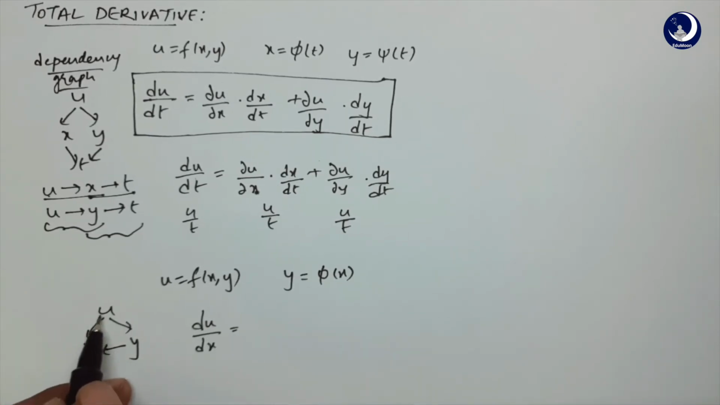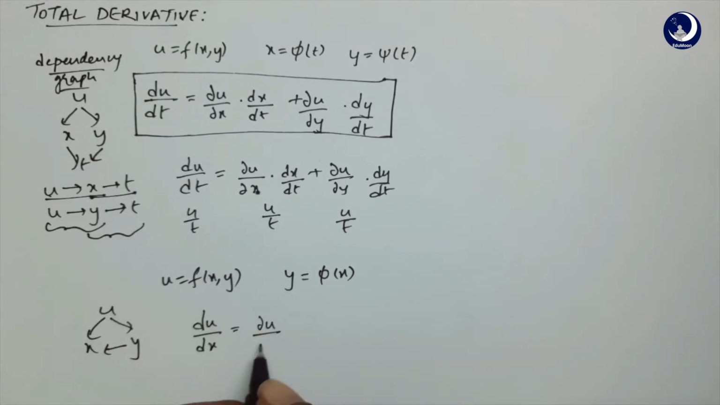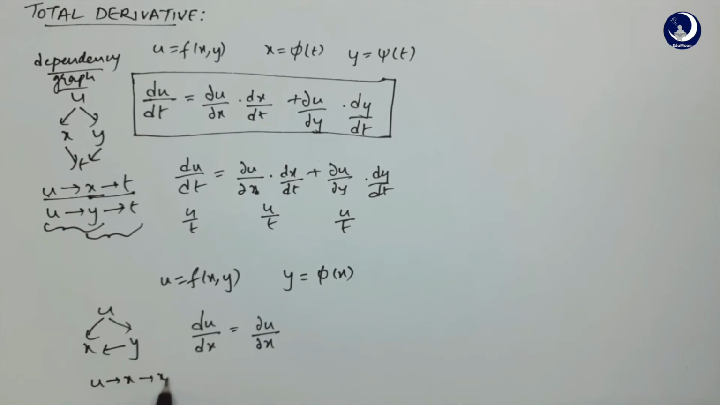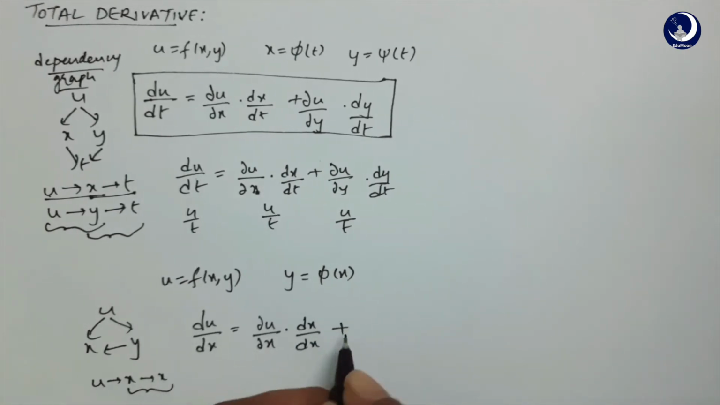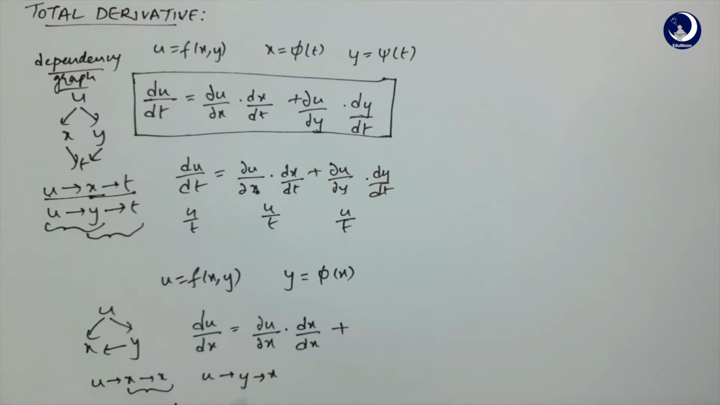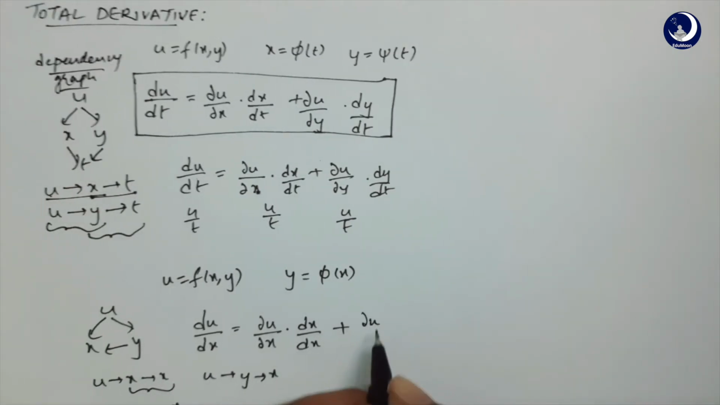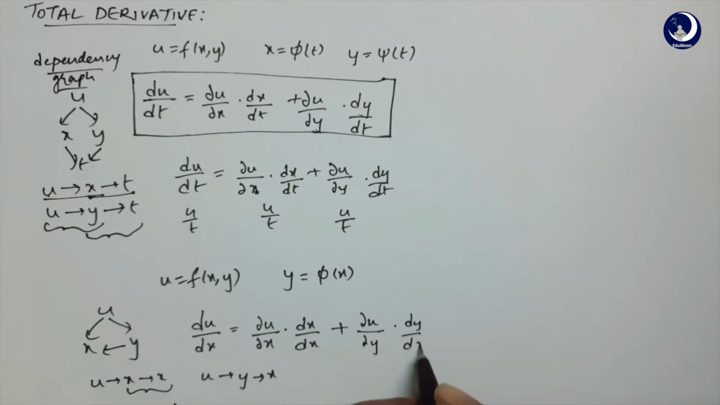Our first way is u to x, so that is dou u by dou x. So u depends on x, and x also depends on x. There's no other variable. So we're taking this term first, that is dou u by dou x into dx by dx, plus, and the other way is u to y to x, so that is dou u by dou y into dy by dx.